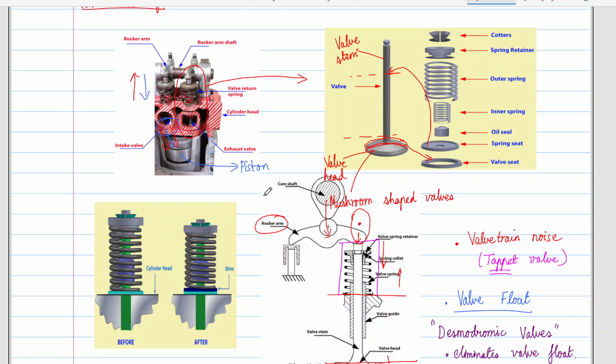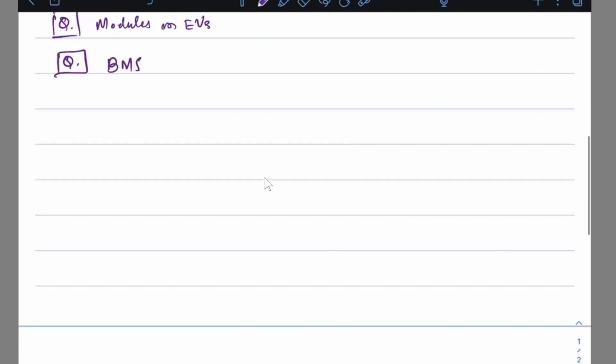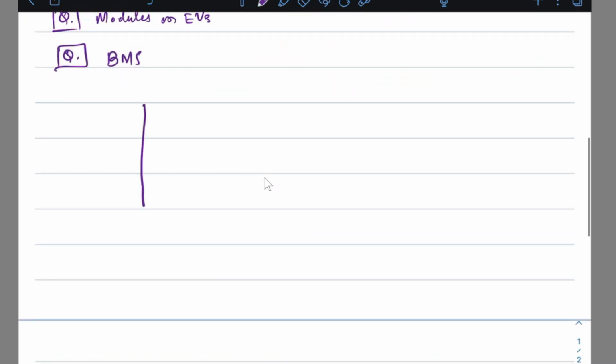So you have something called VI characteristics of a battery. Let me draw that for you, and we'll try to understand. This is voltage and this is current. So it looks something like this. Okay, all right.